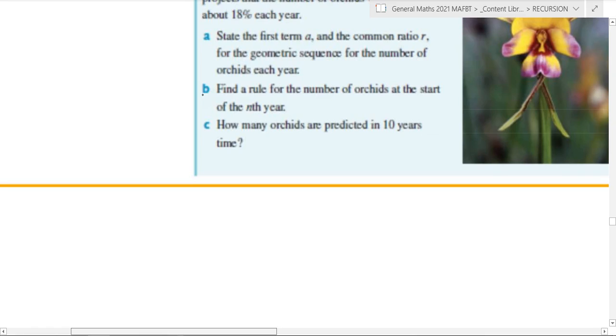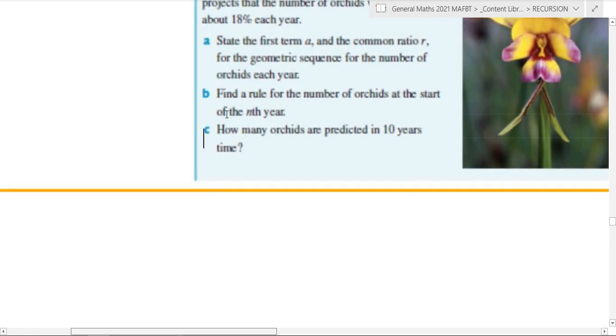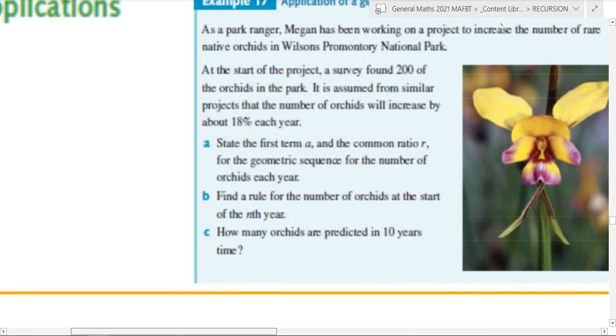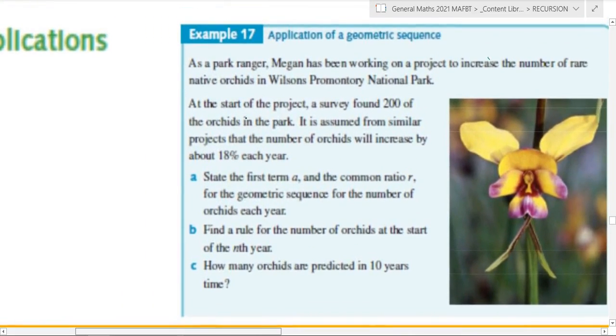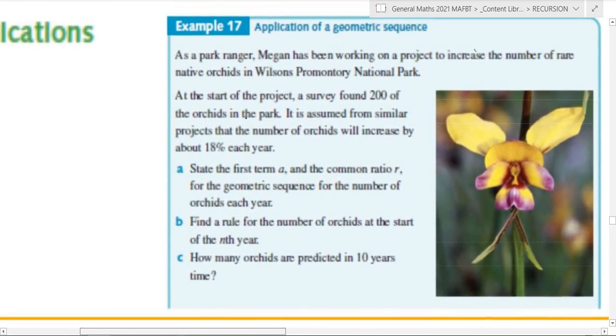Actually, let's read through the questions. Part B, find the rule for the number of orchids at the start of the nth year. So find a rule. This one's a little bit tricky, but we'll get into that a little bit later on with the rule. And then how many orchids are predicted in 10 years' time.